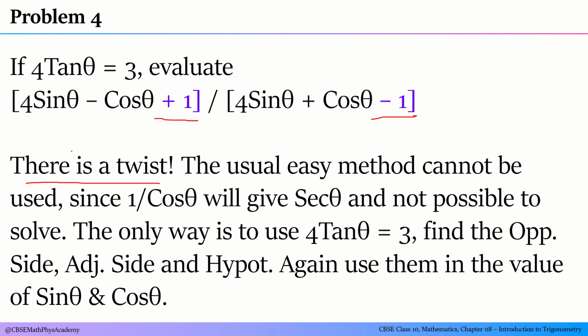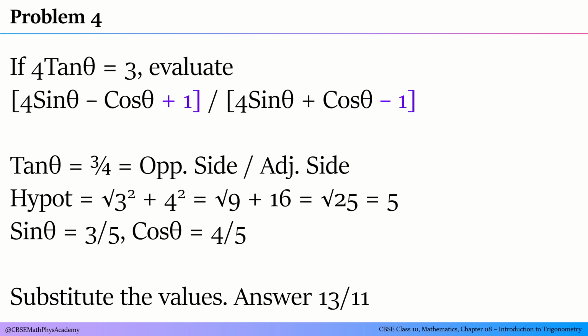So now if I still use the same method of dividing everything by cos, when I divide here by cos, 1 by cos becomes secant theta. And I don't have the value of secant theta. I need to find out the value of adjacent side again, adjacent, opposite, whatever. Then only you'll be able to solve this problem. So instead of using the usual method, the only way is to use 4 tan theta is equal to 3, find the opposite side, adjacent side and hypotenuse, and again use them in the value of sin theta, cos theta to solve it. So that we are going to do.